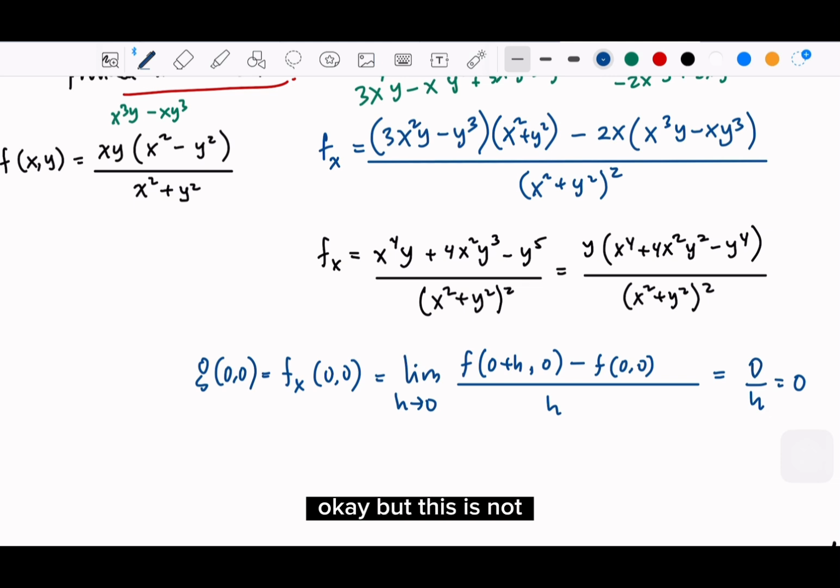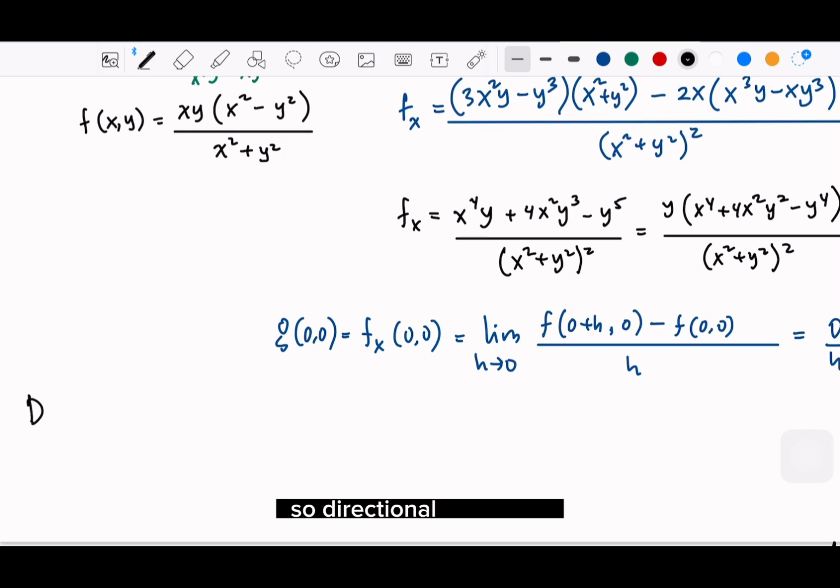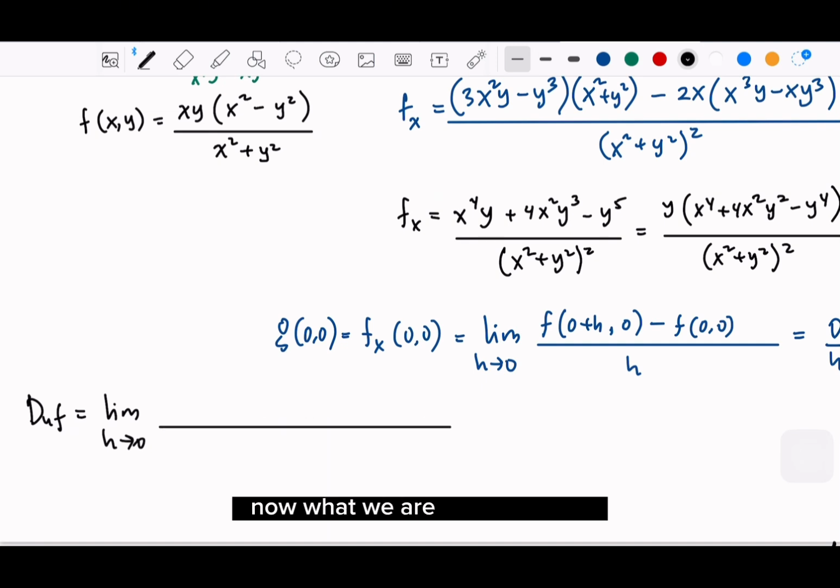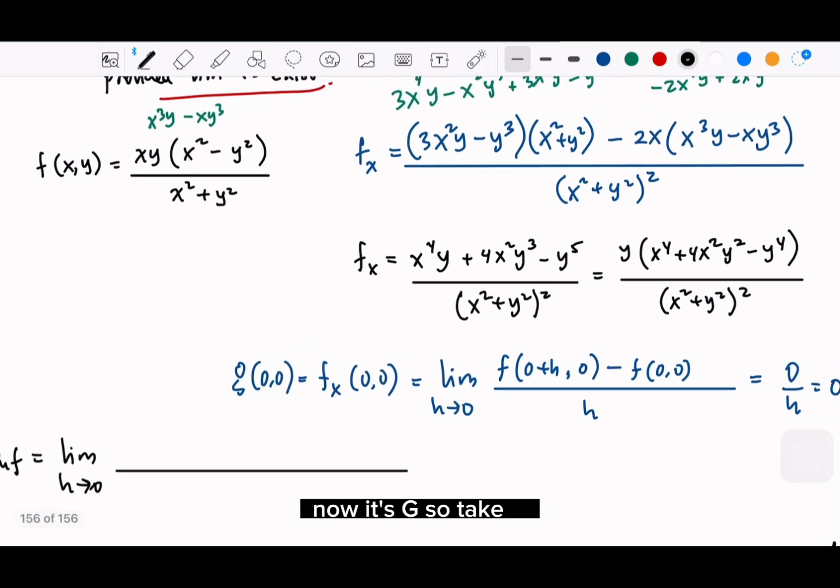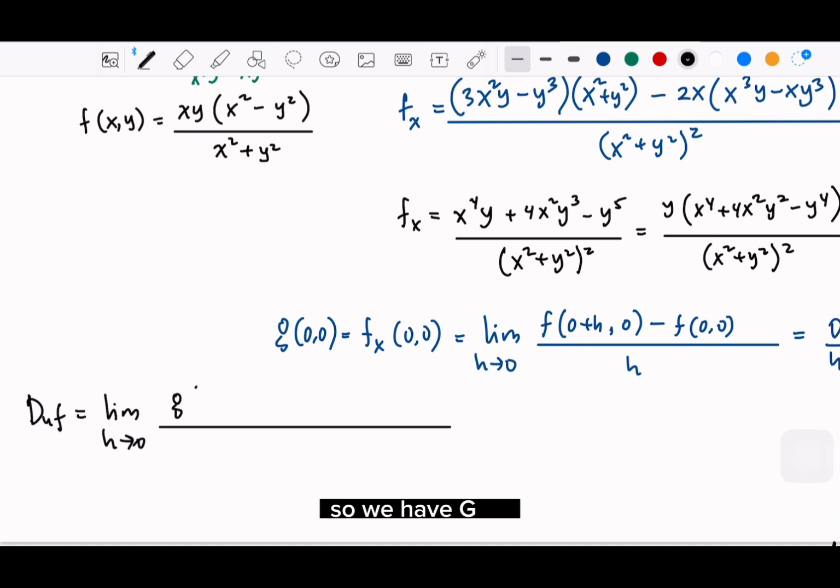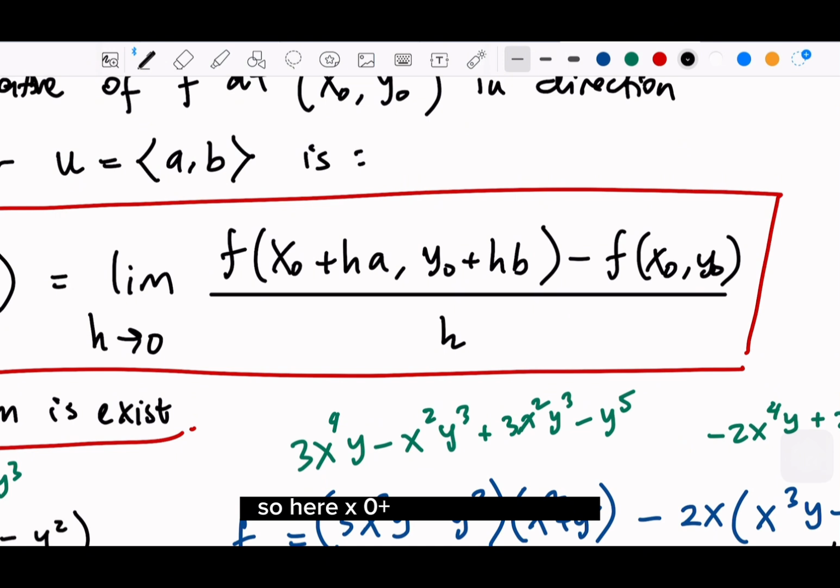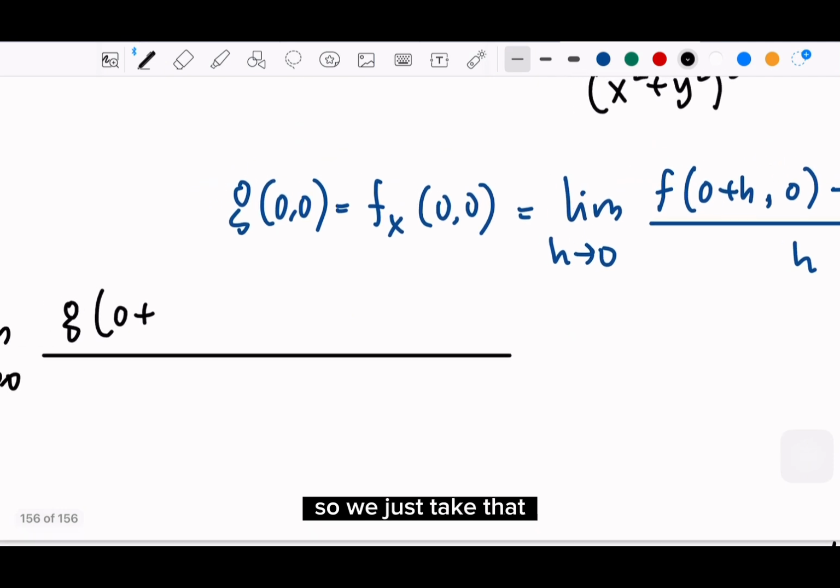Okay, but this is not. This is just to prove that we have the limit definition for the partials, not really the directional derivative. So by definition, the directional derivative limit. Now what we are going to do is we take the directional derivative of, now it's g. So we have g of x0 plus ha, y0 plus hb. Okay. So we just take that.